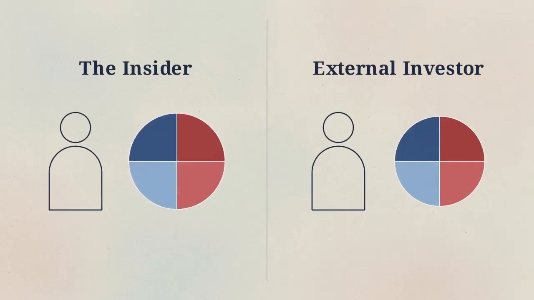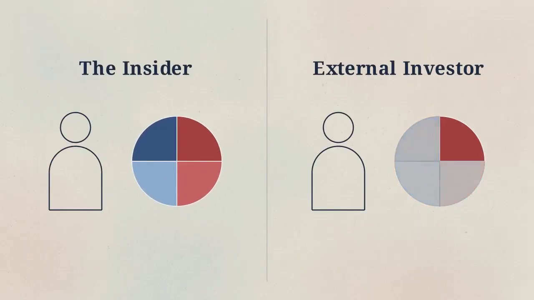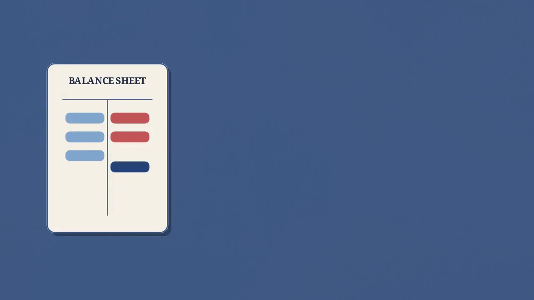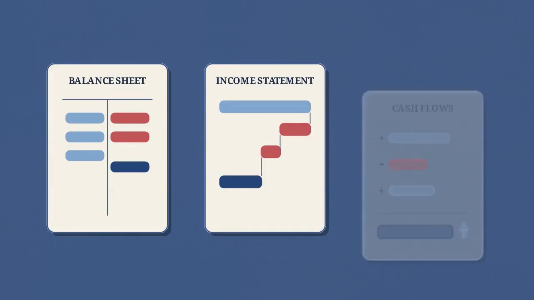Economist George Akerlof identified this as information asymmetry. It is the structural advantage where company insiders possess the full data set, while external investors are left to make decisions based on filtered, incomplete information. Bridging this gap requires moving beyond the marketing and examining the three primary pillars of accounting: the balance sheet, the income statement, and the statement of cash flows.